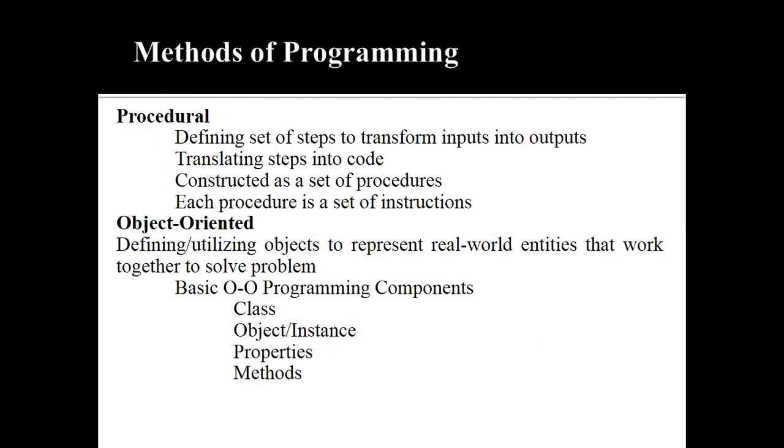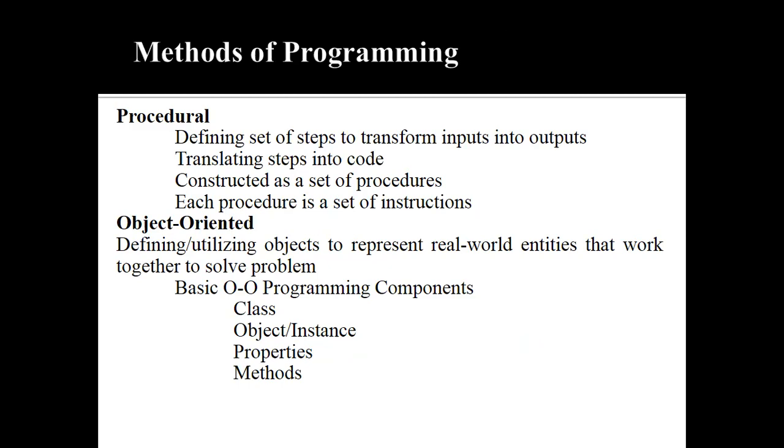So the methods of programming are the procedural method and the object-oriented method. In the procedural method, there is a specific set of steps to transform inputs into outputs, and these steps are translated into a specific code that the machine can read, constructed as a set of procedures. Each procedure is a set of instructions. Similarly, we have object-oriented as a method of programming.